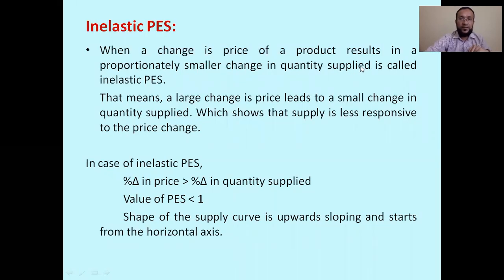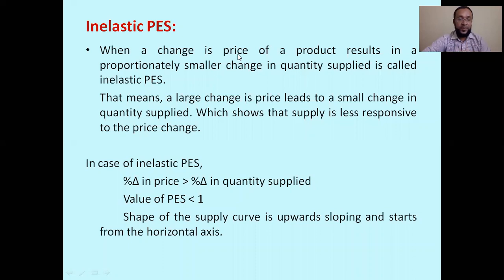When a change in price of a product results in a proportionately smaller change in quantity supplied, it is called inelastic PES. That means a large change in price leads to a small change in quantity supplied for inelastic PES, which shows that supply is less responsive to the change in price. In case of inelastic PES, percentage change in price is greater than percentage change in quantity supplied and the value of PES is less than 1. And the supply curve in this case is upward sloping and it starts from the horizontal axis.